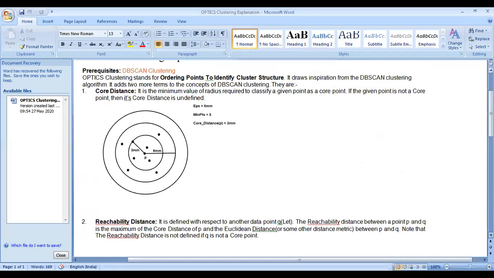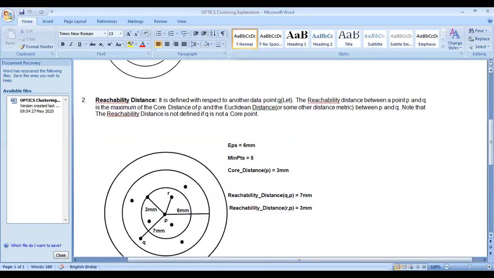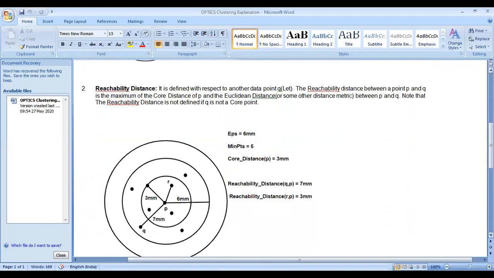The term used is the reachability distance. This is the new modification of the DBSCAN algorithm. The reachability distance is defined with respect to another data point Q. The reachability distance between a point P and Q is the maximum of the core distance of P and the Euclidean distance between point P and Q. Note that the reachability distance is not defined if Q is not a core point.